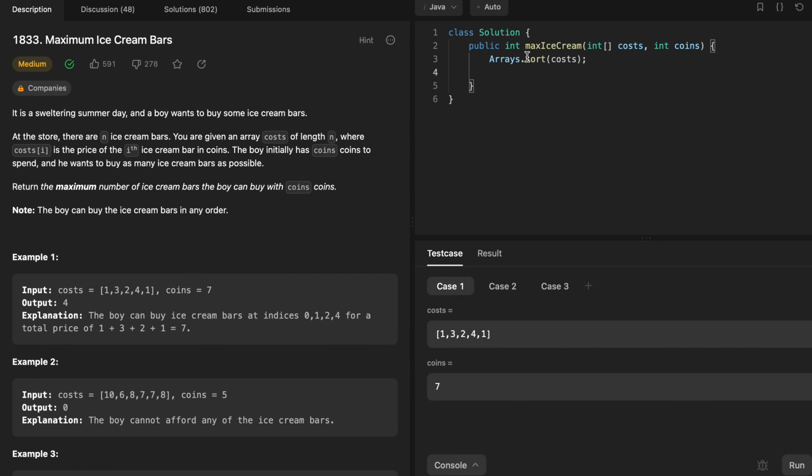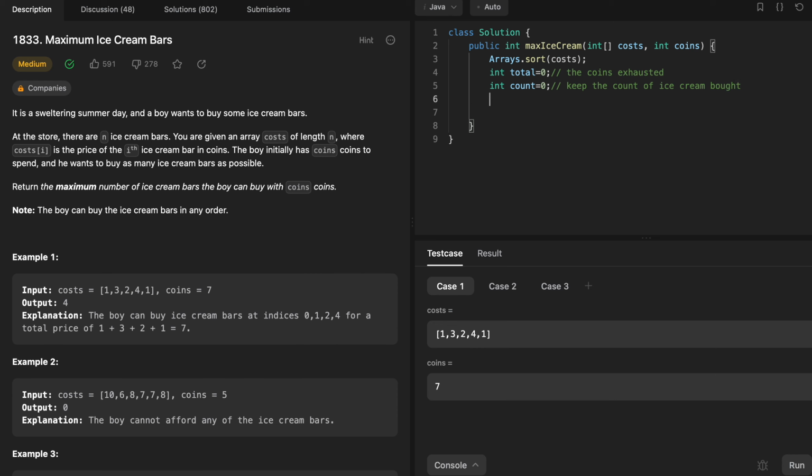Now let's continue. We sorted the costs of ice cream. Now let's put the total equal to 0. We will store the exhausted coins here. Integer count equal to 0. Here we will keep the count of ice creams bought.